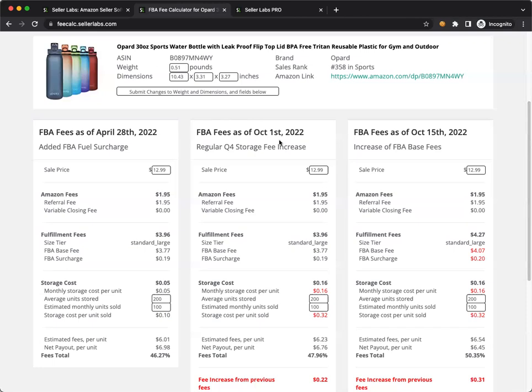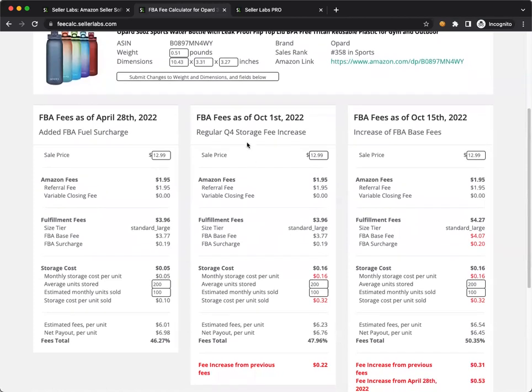This obviously is a peak time and storage is at a premium. So they want their fees to reflect that. So you pay a little more during the holiday season. So the fee that went into effect on October 1st is basically an increase in the storage cost. So instead of 5 cents for this unit, it's now costing us 16 cents per unit.